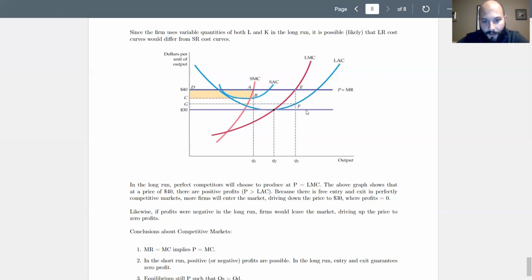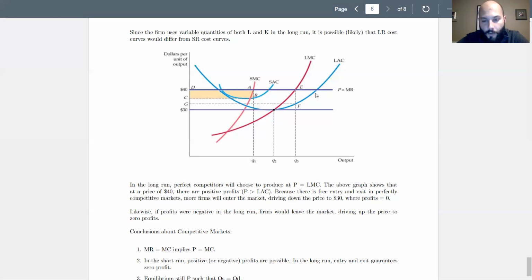So now firms have entered the market, the price has fallen to $30, and we set MC equal to MR at $30, we find zero profit. So the long run equilibrium here would be a price of $30 where firms are making zero profit. That's because if the firms were making profit at, say, a price of $40, more companies are going to enter the market because they can make positive profit, all the way down until the zero profit point.